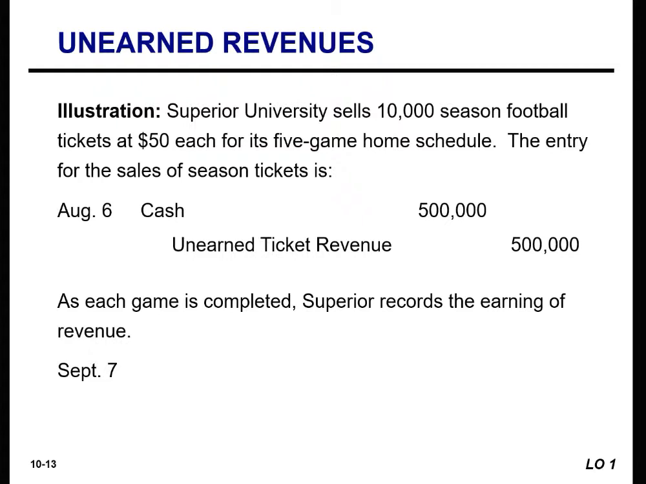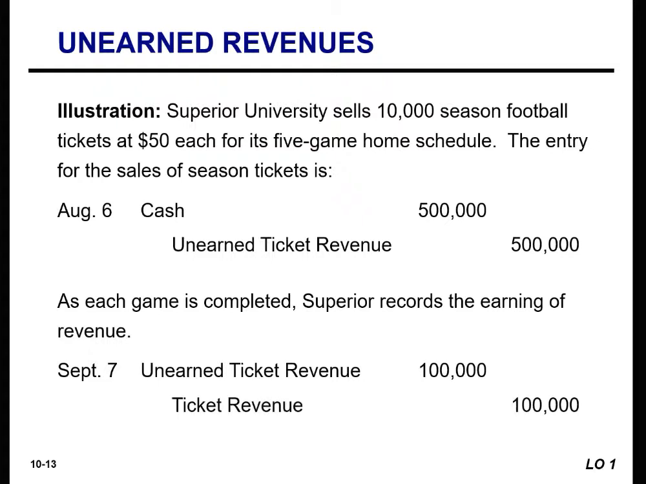Now, as we go through the period of each of the 5 games, we would record earning of the revenues accordingly. So we would have a reduction to our unearned ticket revenue of $100,000 per game and ticket revenue of $100,000. That's because there's $500,000 for 5 games. It's $100,000 per game.